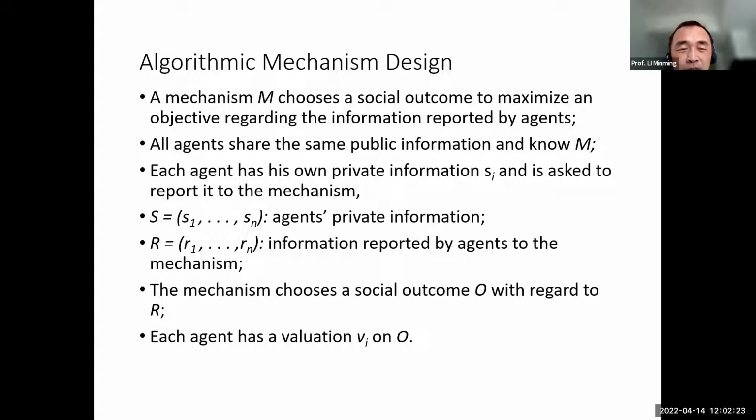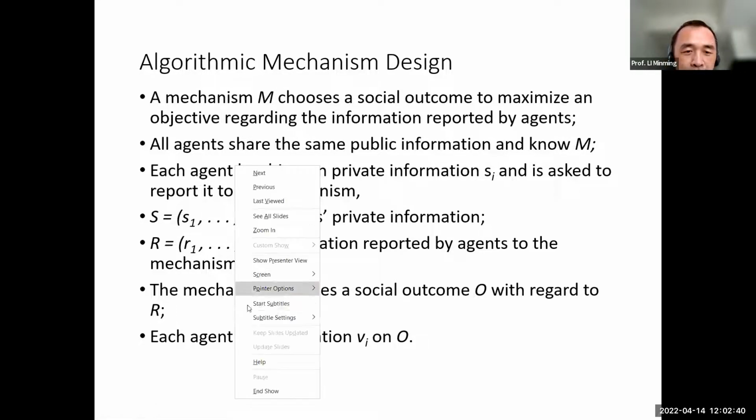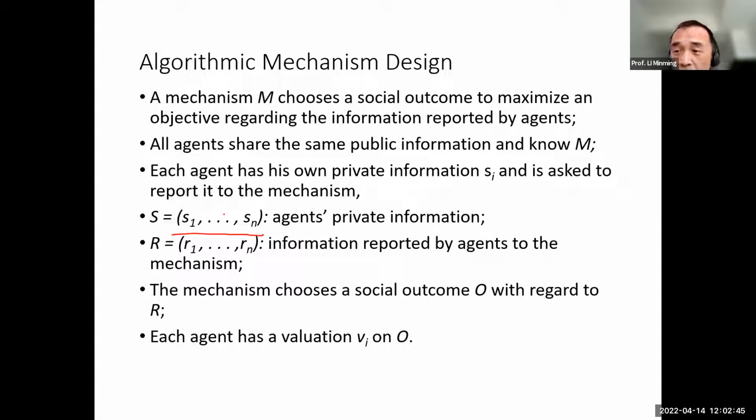Okay, so in this topic, we'll focus on the so-called mechanism design again. Mechanism design basically will take input from agents and then decide an outcome. Here we can consider S1 to Sn to be the agents' private information. Agents can report some information which is not necessarily true. The reported information is R1 to Rn, and the mechanism will choose an outcome based on the reported information R.